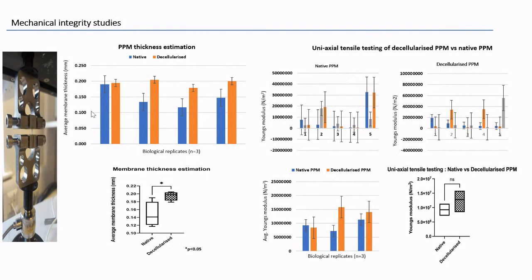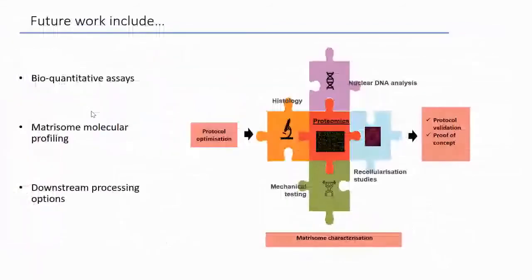So building on our current data, like I mentioned, we need to carry on quantitative assays, essentially to look at the residual DNA content as well as the ECM composition and architecture. Secondly, we are looking to collaborate with a team that offers a microarray platform to carry out molecular profiling of our decellularized matrisome. And with our final goal of recellularization and developing a proof of concept, I'm also initiating experiments to optimize the sterility and long-term storage of our derived membranes.